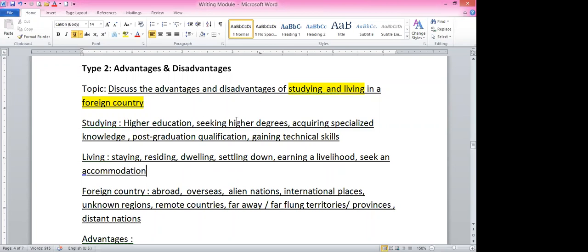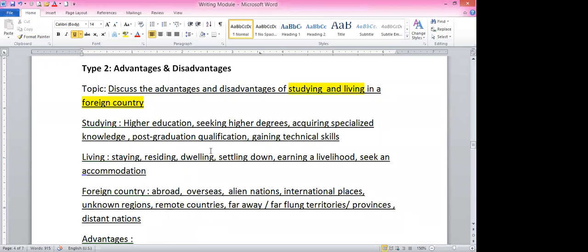Yes, seeking higher degrees, that's what I've done. Or you can say, pursuing higher education and settling in distant nations is relatively a new concept. That also we can say. Distant nations were there, settling down is also there, and other words are there. So pick up the words that you have already thought of as alternatives and create a sentence. This is not difficult, but you need to have at least 4 to 5 alternatives, which will help you throughout your essay in creating different words instead of using studying, staying, living. You can use some alternatives.